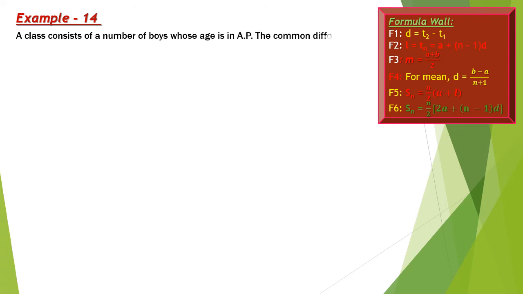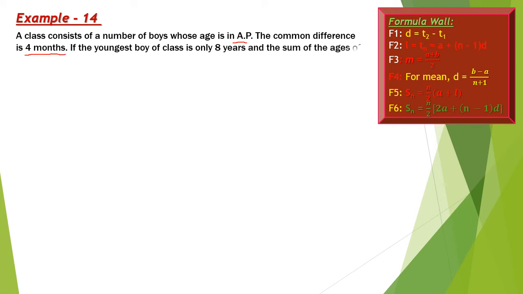Now this is the application of the sum of an arithmetic series. A class consists of a number of boys whose ages are in AP, and the common difference is 4 months. The youngest boy in the class is only 8 years old, and the sum of the ages of all the boys is 168. We have to find the number of boys and the age of the oldest boy.